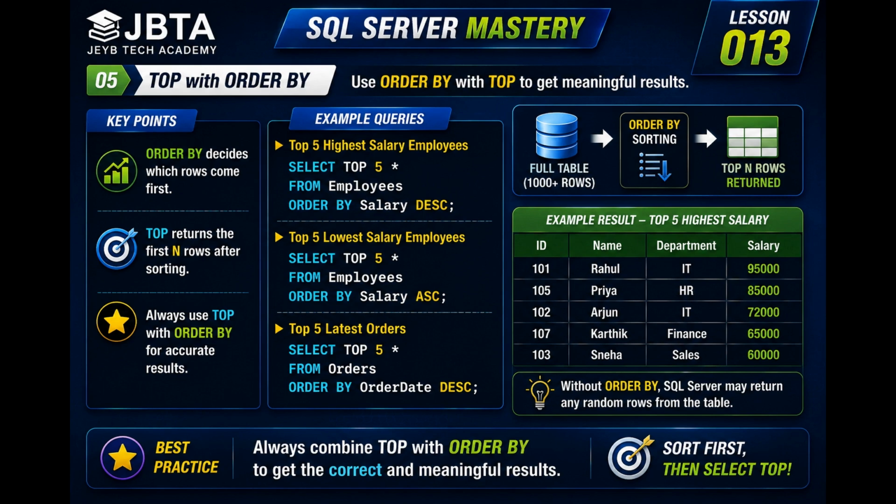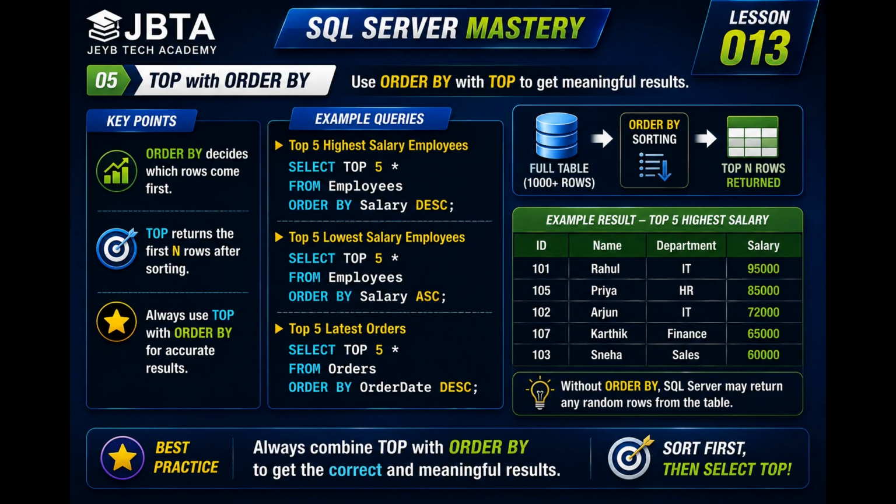Now let's add the order by clause. We sort the salary column in descending order. Then we use the top clause. What happens now? First, SQL Server sorts all the employee records from the highest salary to the lowest salary. After the sorting is complete, it returns only the first 5 rows. As a result, you get the 5 employees with the highest salaries. This is exactly what the business requirement asks for.